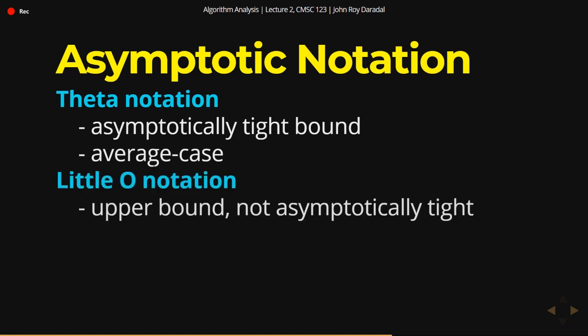And little o notation provides an upper bound, but it's not asymptotically tight. What does that mean? For example, n squared is not in little o of n squared anymore. Whereas if it's in big O, this would have been true, right? Instead, n squared is in little o of n cubed. So it has to be a bigger function, not equal, because in big O it was bigger or equal, right? So greater than or equal. Here it's strictly greater than.